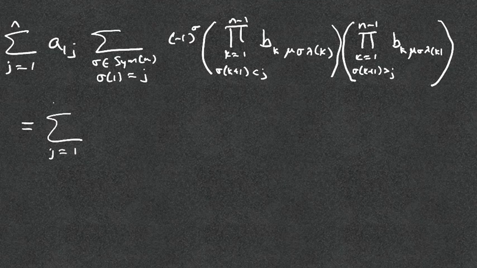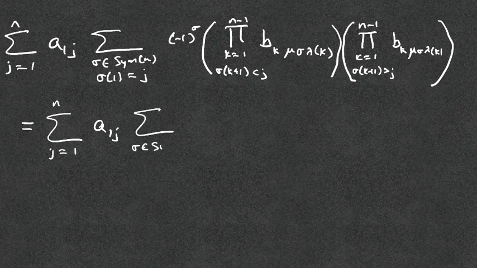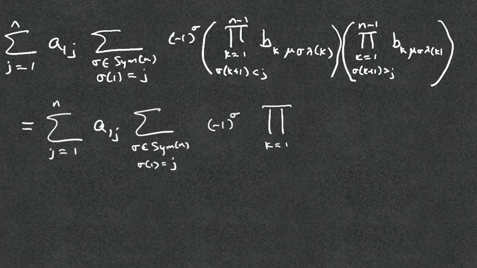j goes from 1 up to n, a sub 1j. We have our sum, sigma in our symmetric group on n elements, where sigma of 1 is j. We still have our minus 1 to the sigma. Then we are able to put that product back together: just k goes from 1 up to n minus 1 of b sub k, and then mu, sigma, lambda applied to k.